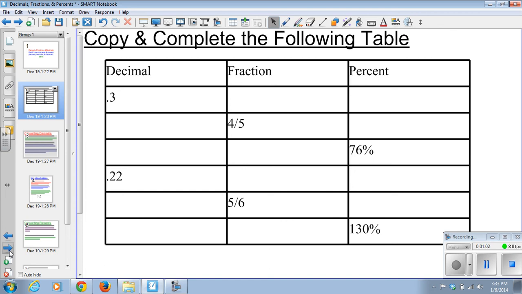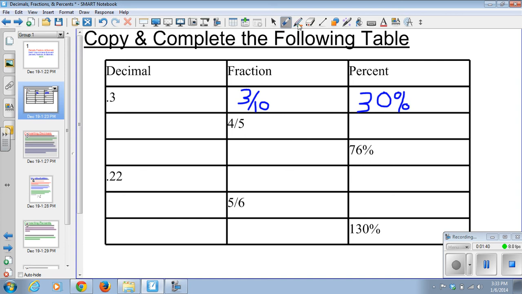Our first row, we're given the decimal of 3/10. This is why I want you guys saying stuff out loud properly. 3/10 is simply the fraction of 3 over 10. Now we know that for percents, we are always comparing things out of 100. So 3 out of 10, we hopefully know is the same as 30 out of 100. Therefore, our percent is 30%. Hopefully this isn't taking too long on your end.